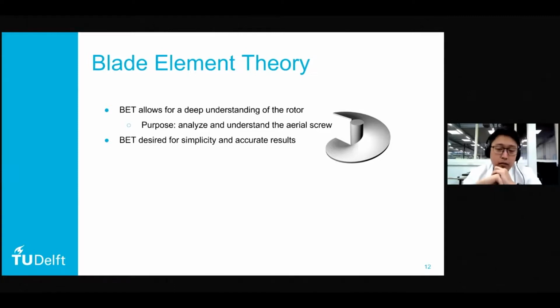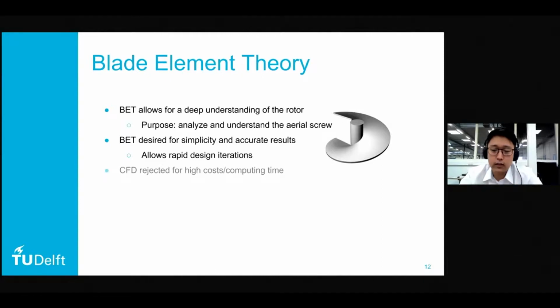An advantage of blade element theory is that it's quite simple and yet it gives accurate results, and is especially suitable for rapid design iterations because the results only take a few minutes to generate, and you can really see where it's going well and where it's going wrong and what you can adjust to improve it for the next iteration. Early on, we rejected CFD because of the shape of the aerial screw.